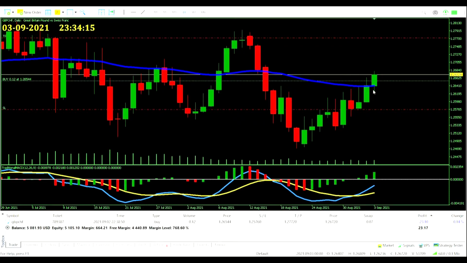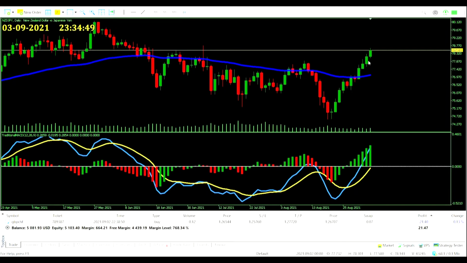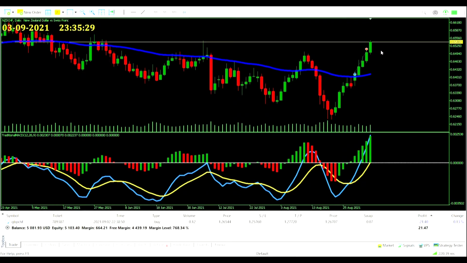Let's just go through those other 20 minor pairs and see what else is happening. New Zealand dollar still going to get stronger. I wonder if this is going to be a pattern for all these NZD pairs that we see. Yeah, same here on the Swiss franc.